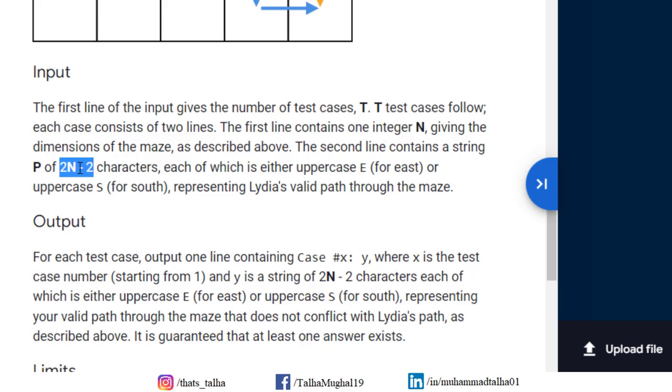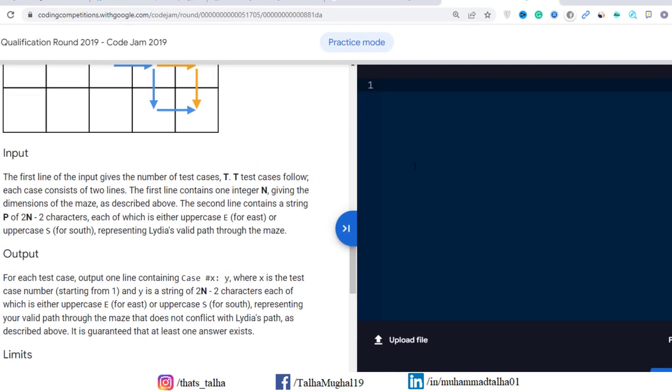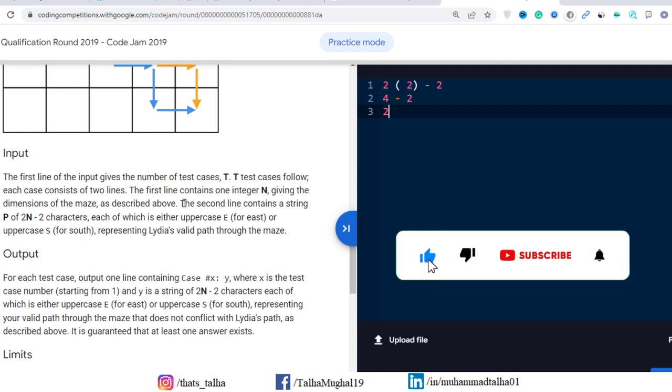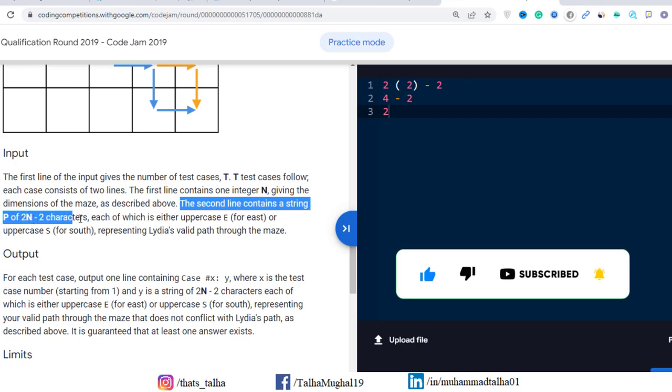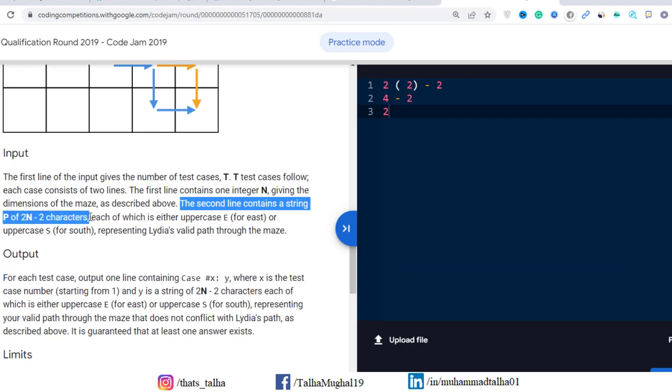So for example, if our n is 2, then 2 times 2 minus 2: 2 twos are 4, minus 2 is 2. So each string will have 2 characters in it. We can read here that the second line contains a string of 2n minus 2 characters. So we will have a string of 2 characters in case our n is 2.